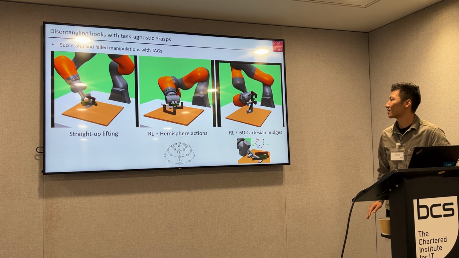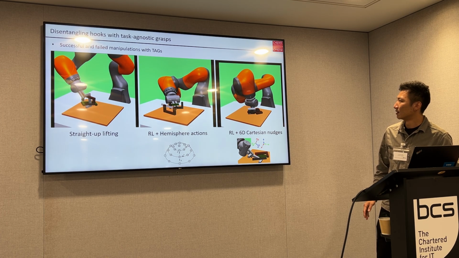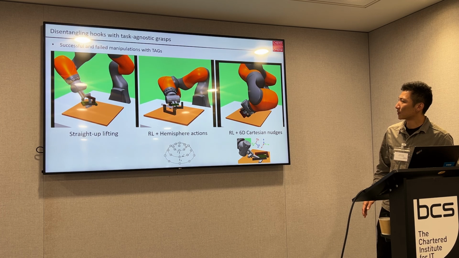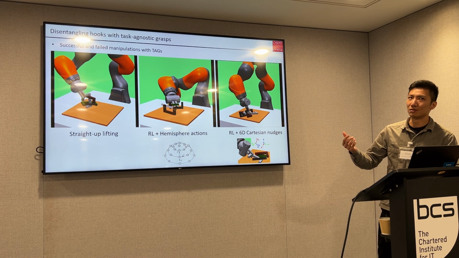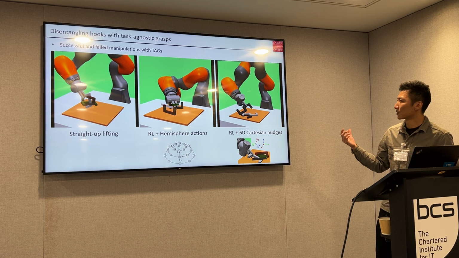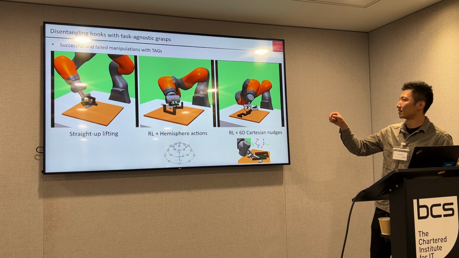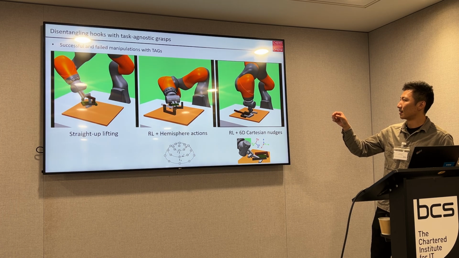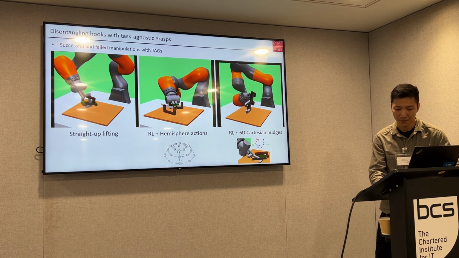And for the 6D Cartesian nudges, you also got some failed cases and successful cases, which means that with the right grasp poses, reinforcement learning can separate them with good small movements of the end effector.